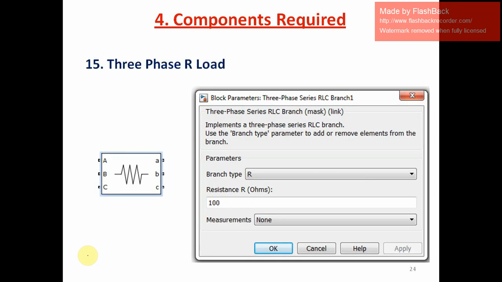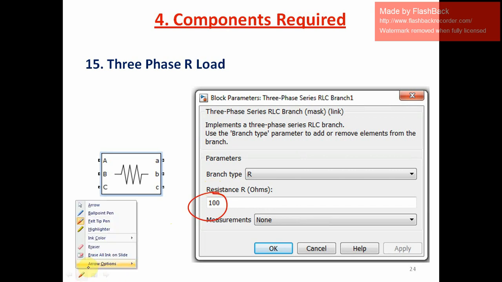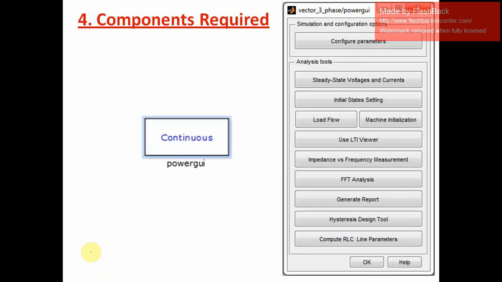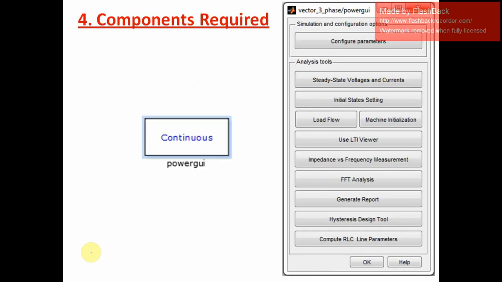So this is our 3-phase load, and you can keep any value here. Right now it is 100 ohms. Basically our load is created out of an RLC load. We have disabled the L and C part of this particular load, so the remaining part is only R. So the branch type is only R, and this is the power GUI.